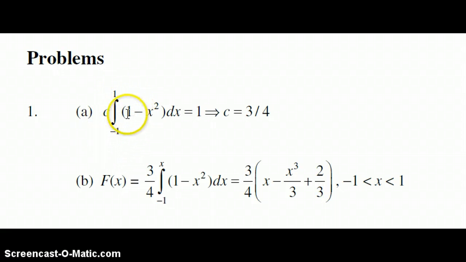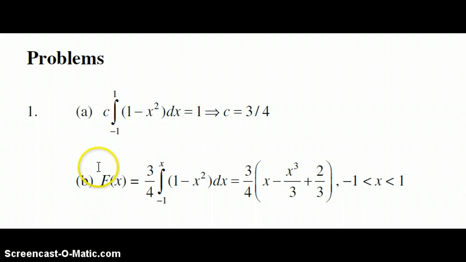of x. We have this f of x here, this is our PDF, and dx. And we know that that equals 1 because the area under the entire PDF has to equal 1. Integrating this gives us a C of 3/4. We can then use that in our part B when we're trying to find the CDF.